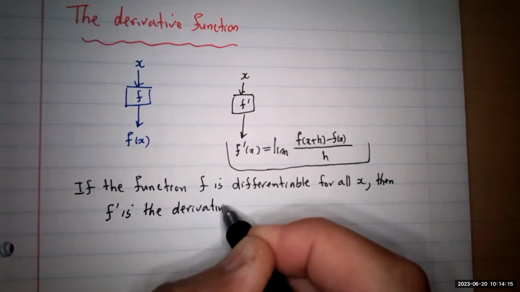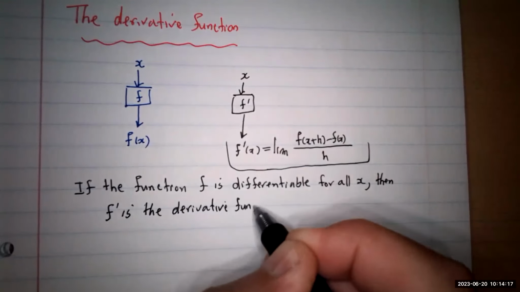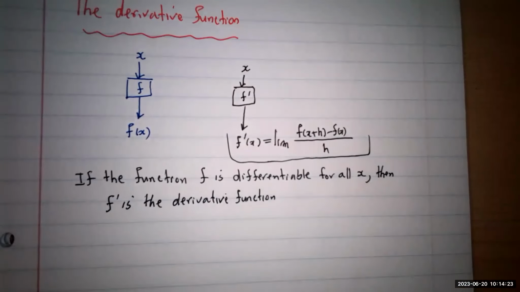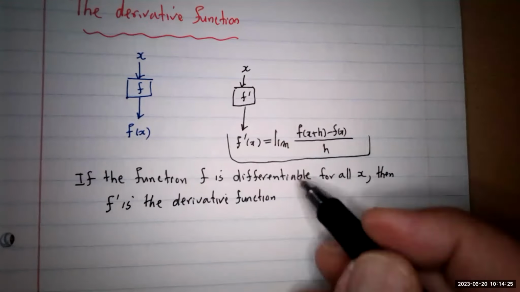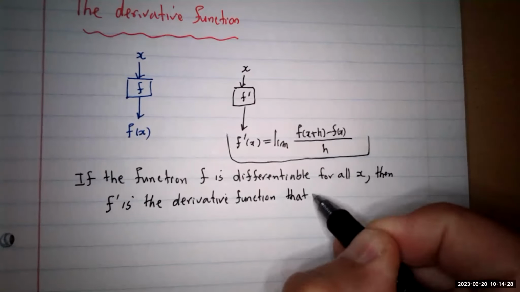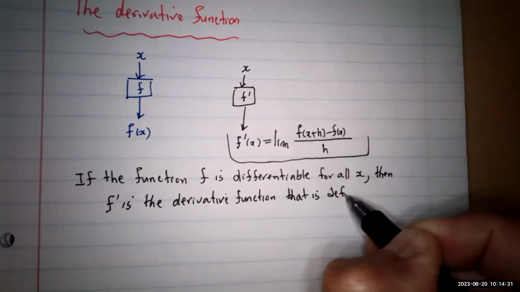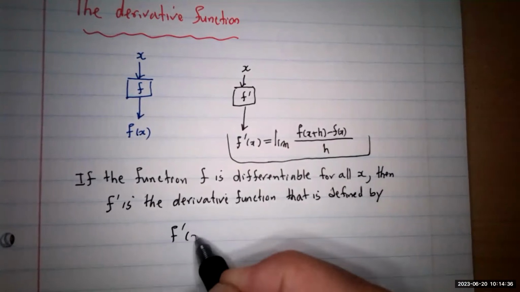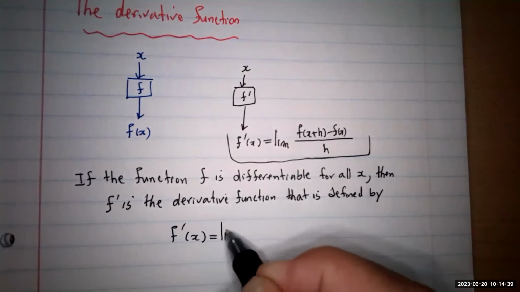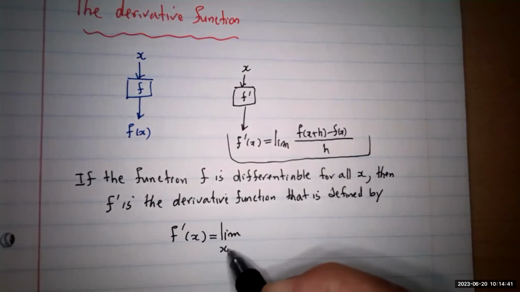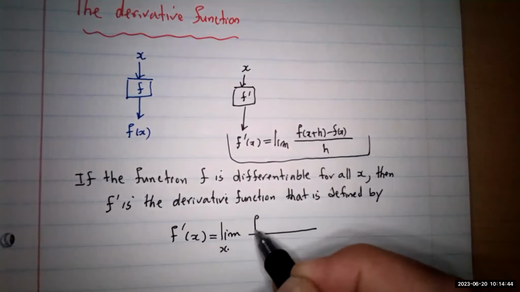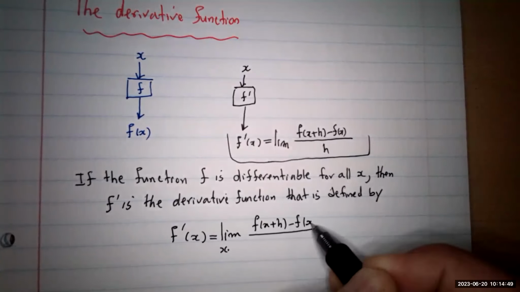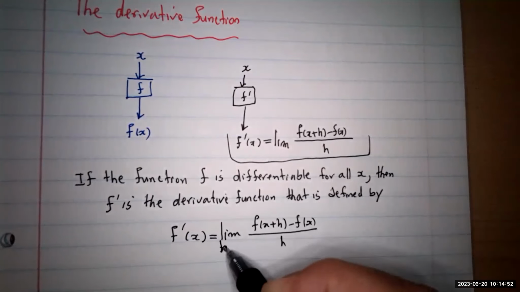The derivative function. So we look at it as a machine, as a cashier. f prime is the derivative function that is defined by that rate of change formula: f prime of x equals the limit of f of x plus h minus f of x over h, as h goes to 0.